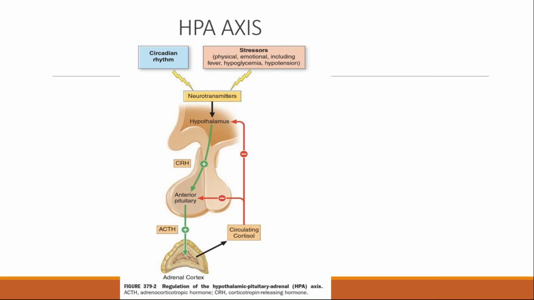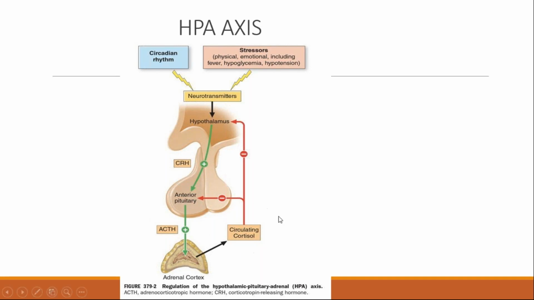This is the hypothalamic pituitary adrenal axis. Basically, the circadian rhythm or stresses, which include physical stress, emotional stress, and even fever, hypoglycemia or hypotension, stimulate our hypothalamus, which releases corticotropin-releasing hormone, which acts on the anterior pituitary, causing further release of adrenocorticotropic hormone, ACTH, which acts on the adrenal gland and causes the release of cortisol.